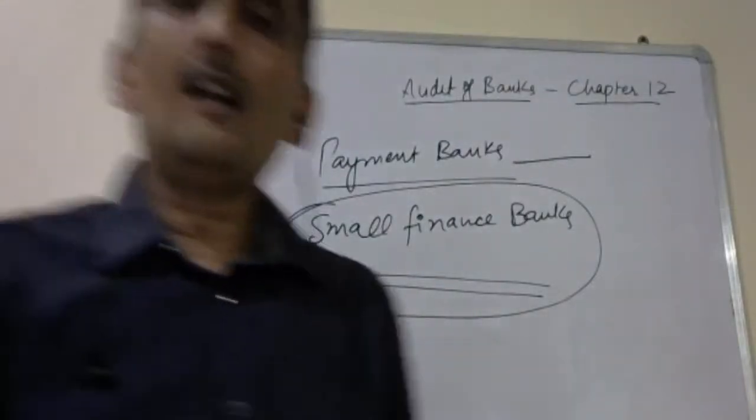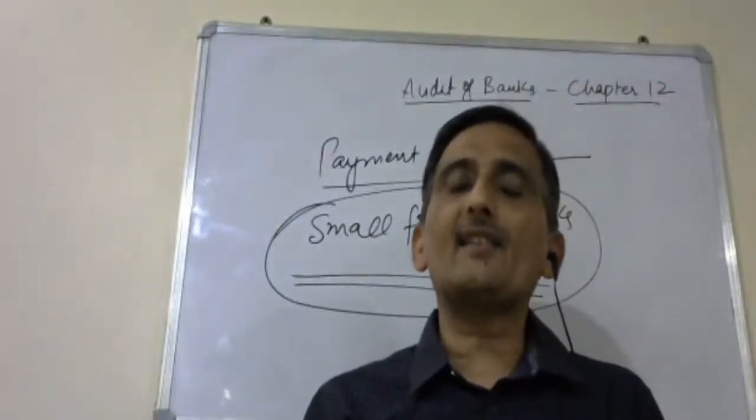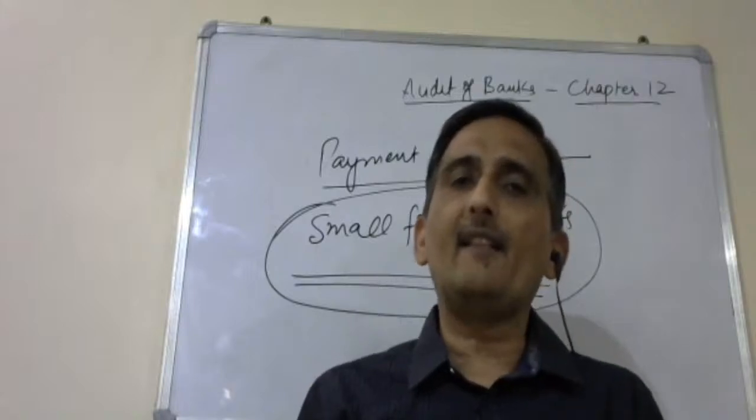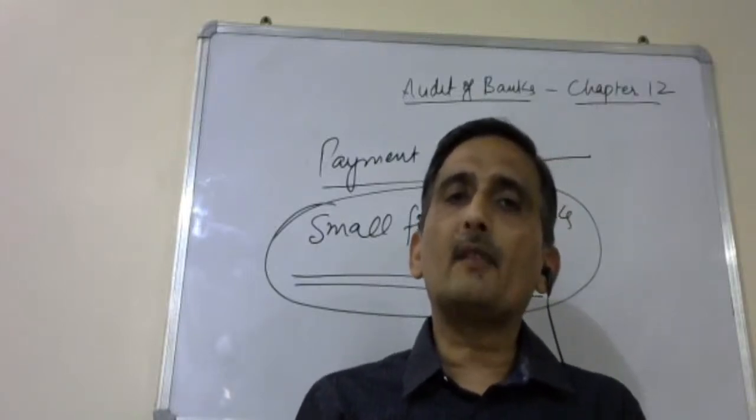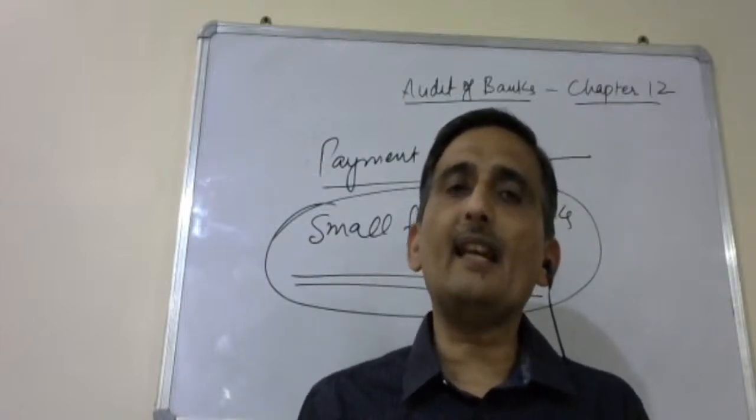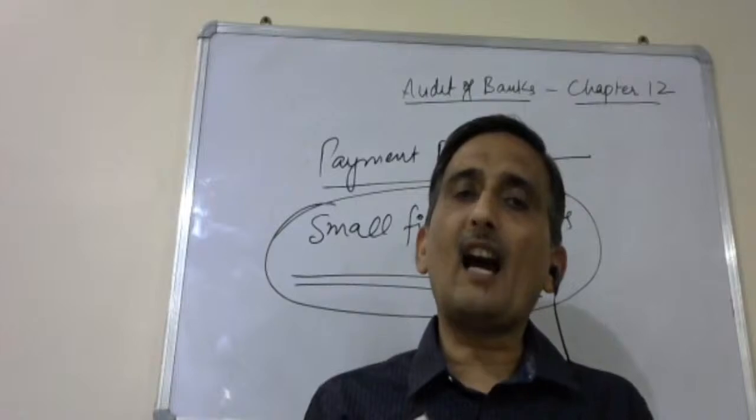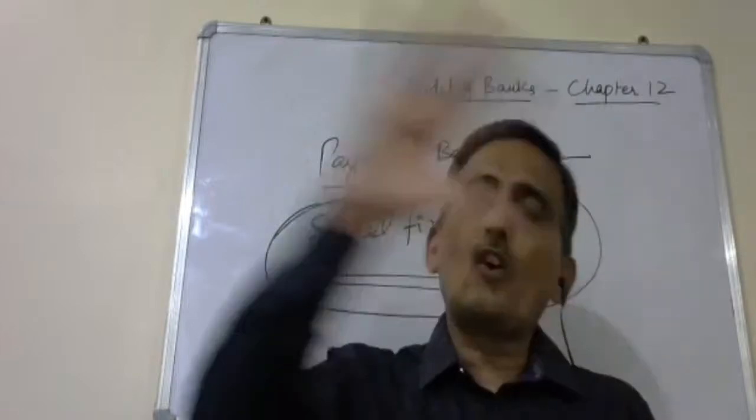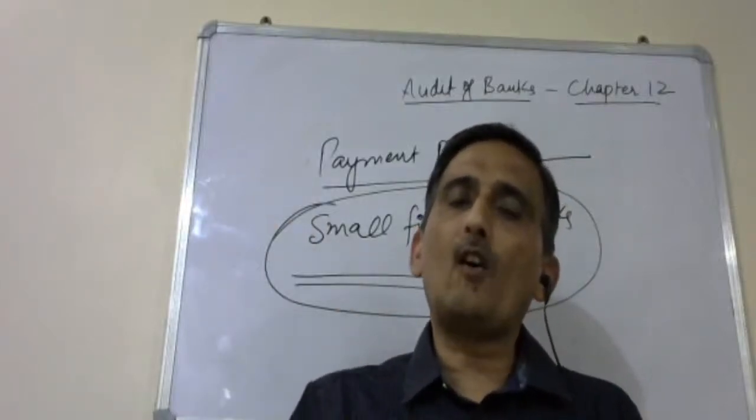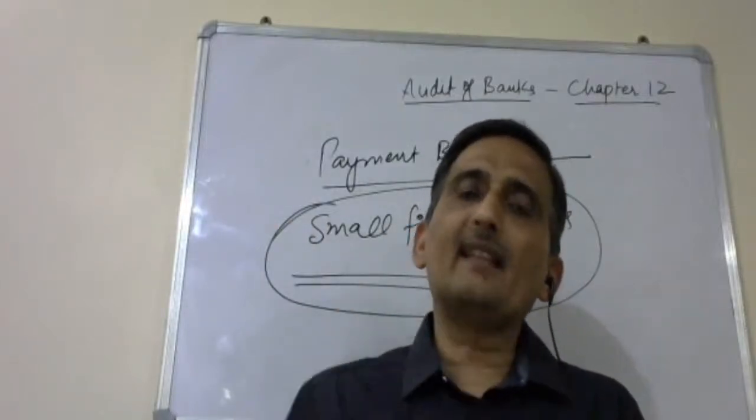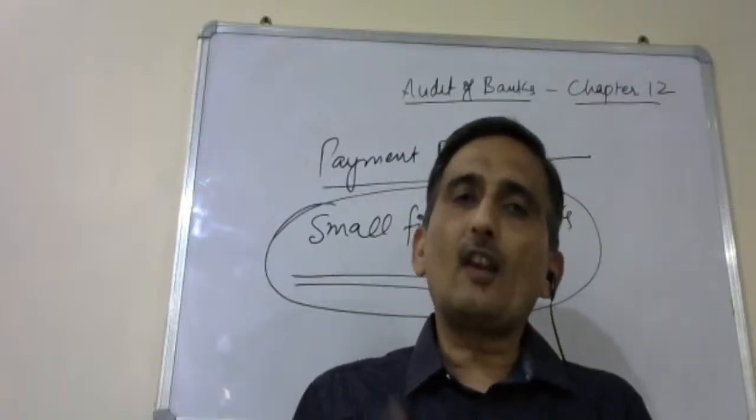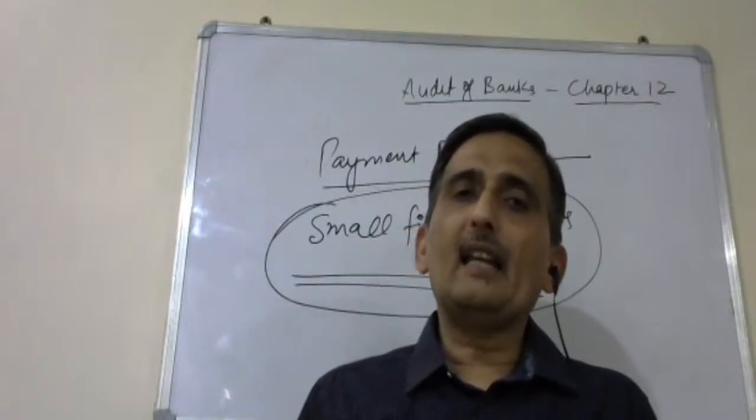Now, as you know, in every industry, to supervise and regulate its activities, there may be some regulators. So who is the regulator in the banking industry? Obviously it is the Reserve Bank of India, the RBI, which has all the supervisory powers over all the banks in India. It can inspect any bank. It can order an audit.